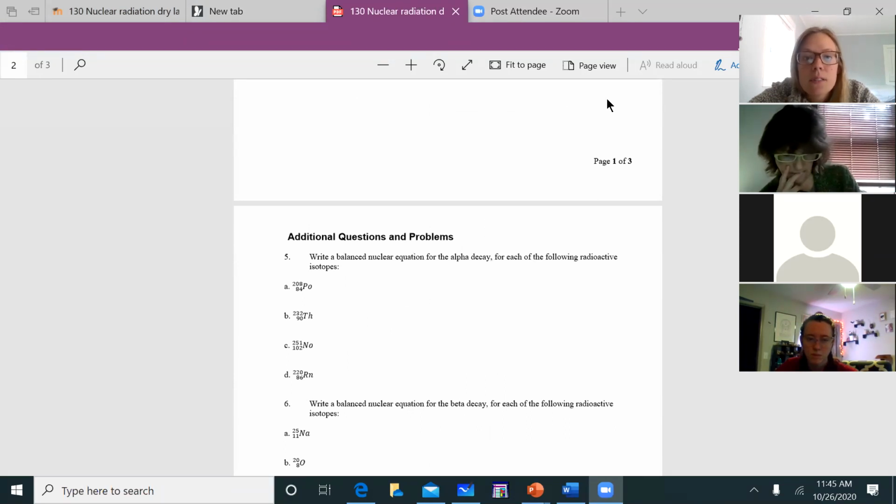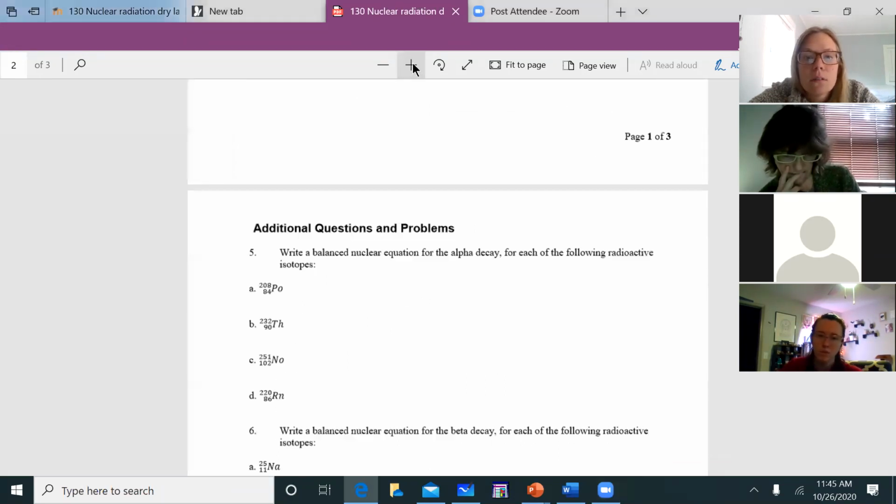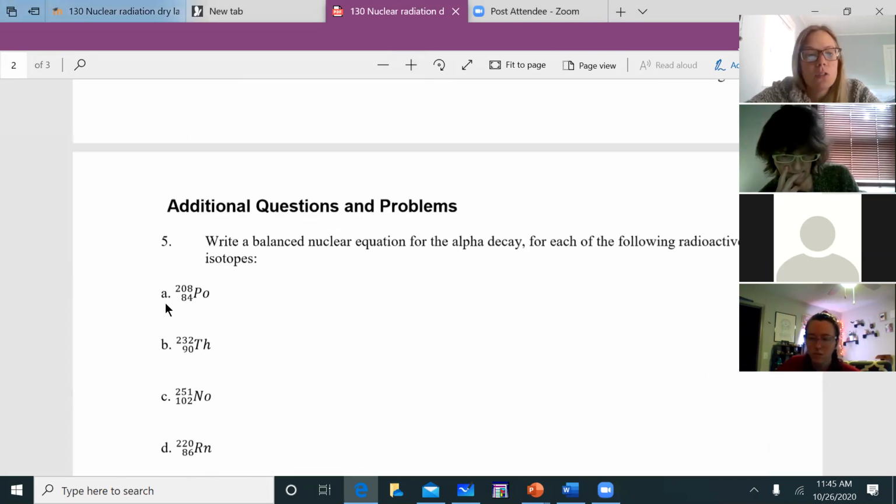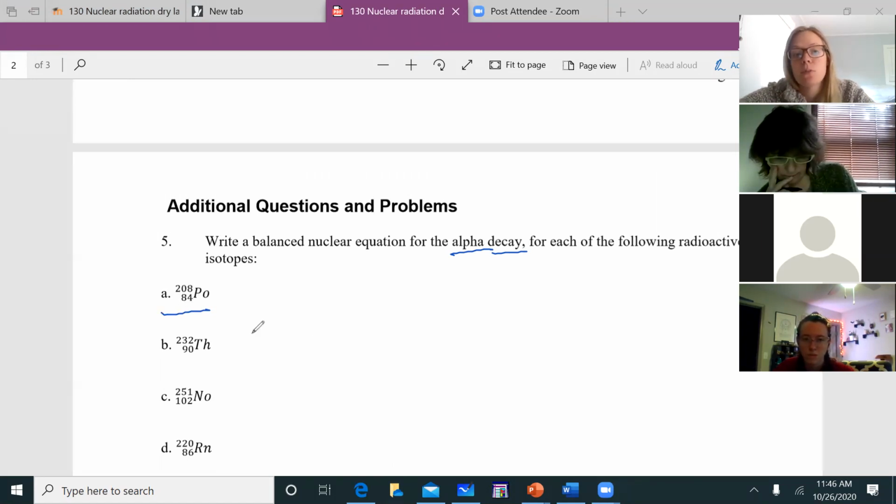Okay, so we're looking at this one. Let me zoom in. I'm not going to do all of them, but let's just do this first one. The instructions say, write a balanced nuclear equation for the alpha decay for each of the following. We're just going to do A. We've got polonium 208, with the 84 in the lower left and the 208 on the top. I want you to write a nuclear equation where it alpha decays. I'd start with an arrow and an alpha particle and then work from there.